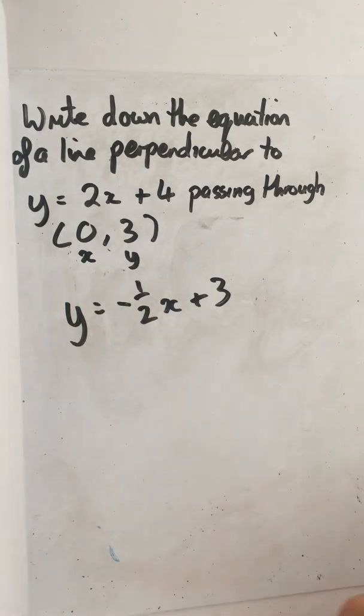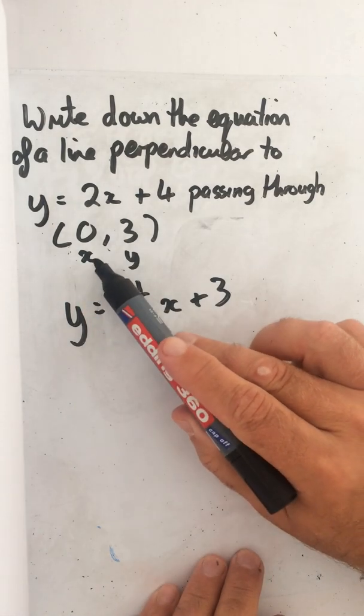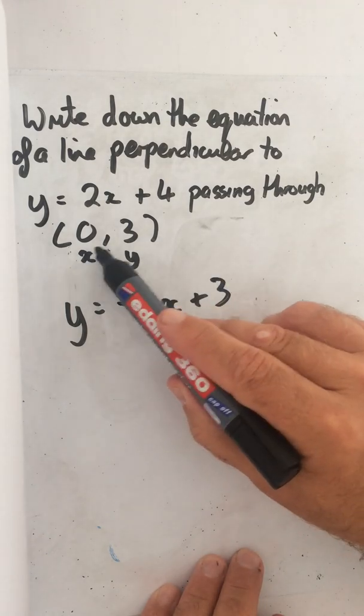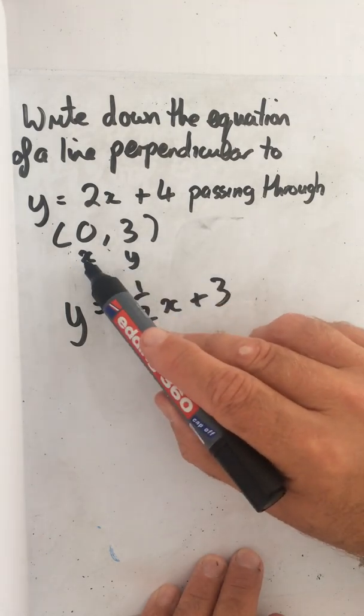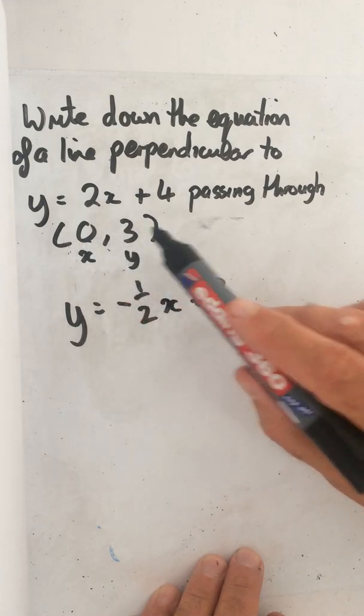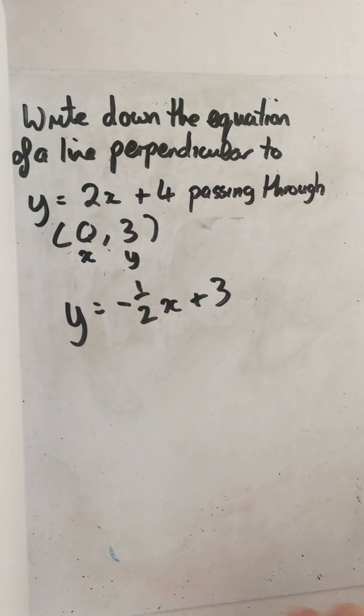And I think the third one of the examples that they showed was going through the coordinate 0, 3, wasn't it, on the other video.